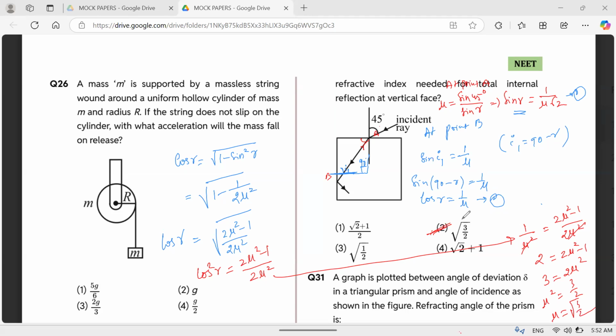Got it? I'm applying Snell's law first at this surface. Then I'm applying Snell's law here. The ray of light is going into the same medium, so here the critical angle concept, that is nothing but sin C is equal to 1 by mu. Sin I value is how much from the given figure? 90 minus R. So cos R value I got is 1 by mu. In basic mathematics, you know that cos theta is equal to under root of 1 minus sin square theta. Sin R value I already got as 1 by mu root 2. That I substituted here and simplified. So you're getting mu is equal to root 3 by 2. Clear?